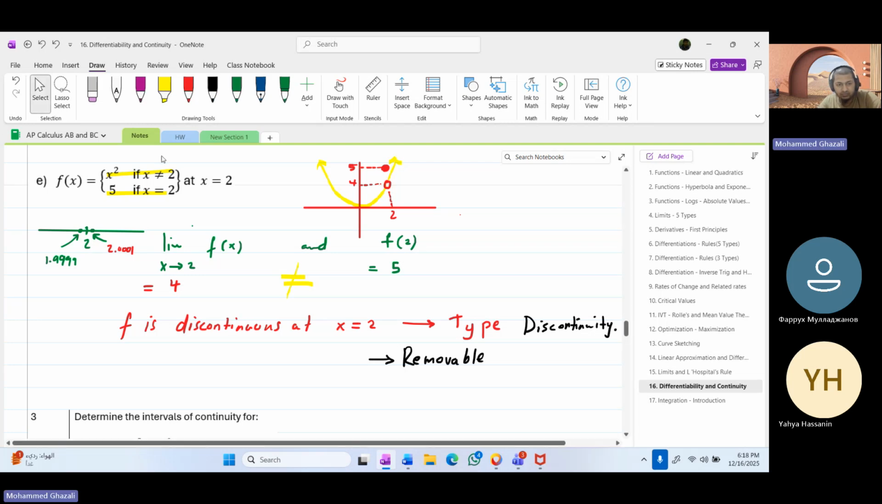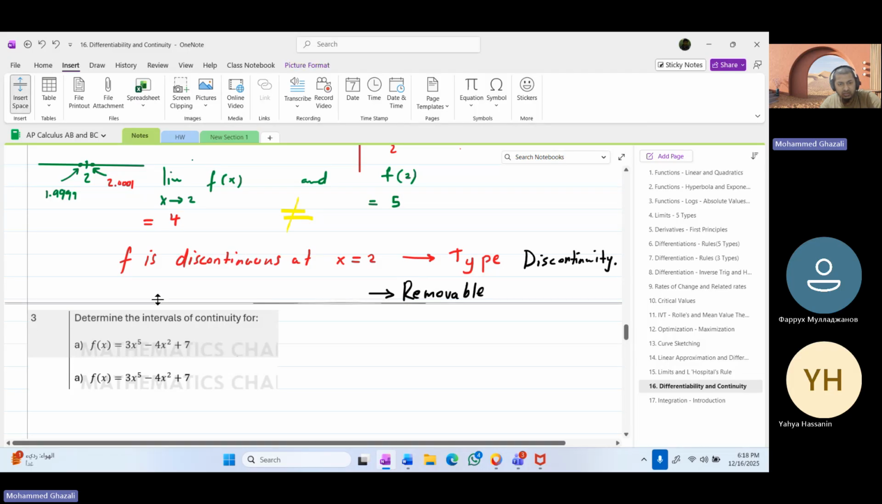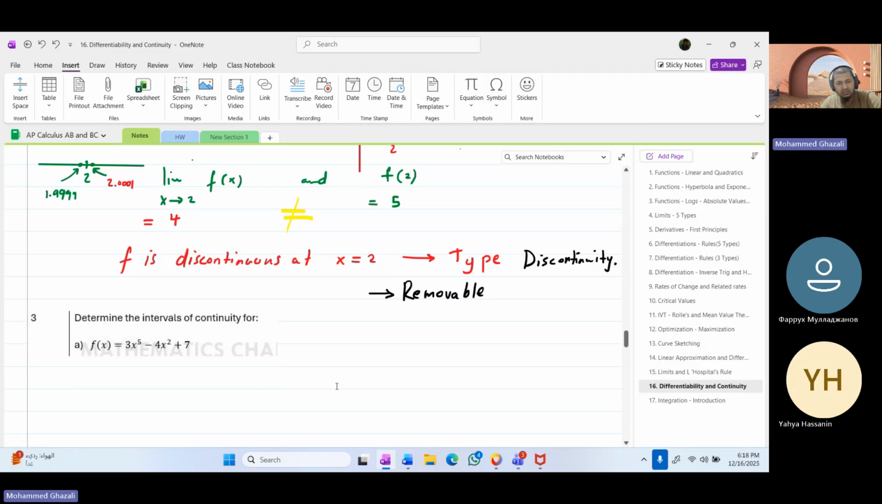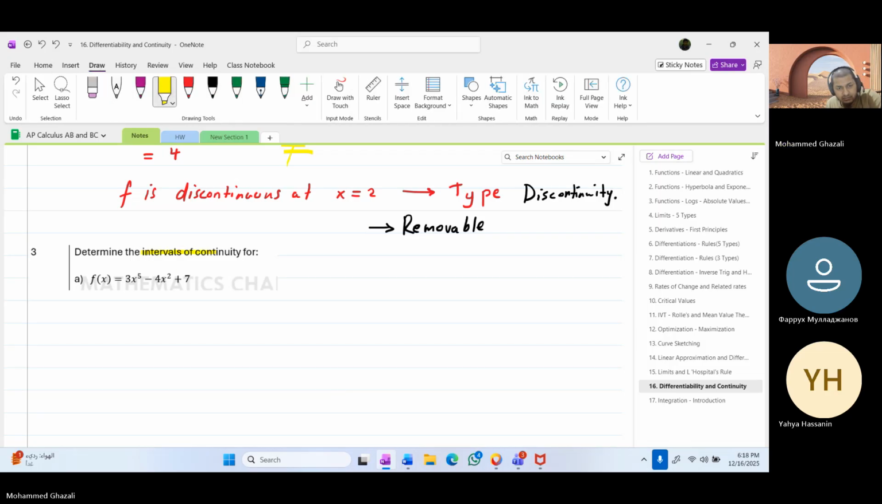Right, great. Now, let's look at determining the intervals of continuity. In other words, what are they asking you for? Intervals of continuity. They're asking you for the domain. When is a graph continuous? What type of function is this? It's a polynomial function, not cubic, x to the power 5. Let's just call it a polynomial function. For a polynomial function, the domain is always x is an element of the real numbers, all real numbers. Are we good?